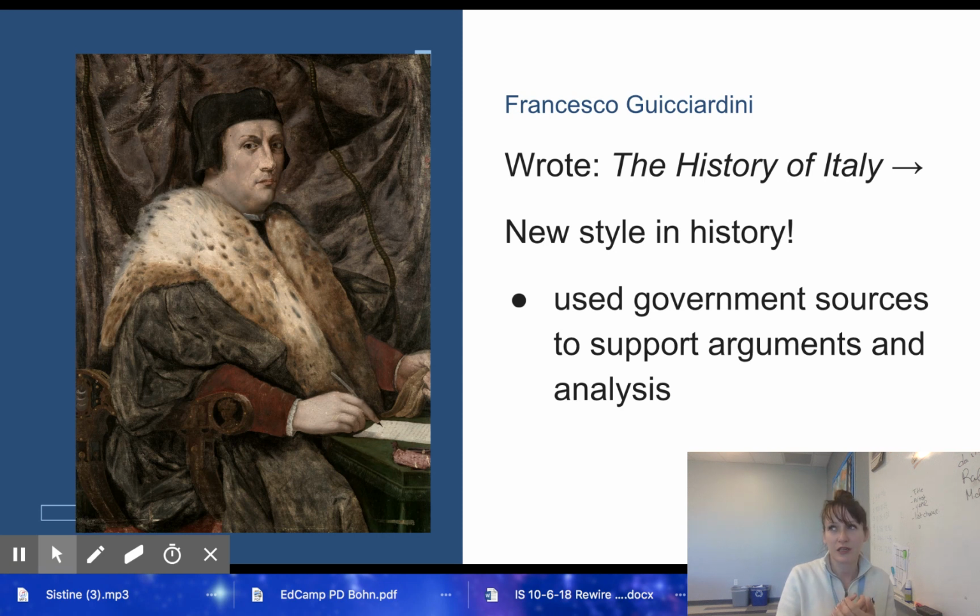You can't just have an opinion, you have to be able to defend it, right? That's such common knowledge now in your ELA and history classes. But he's the one who first started really using it in the historical approach.